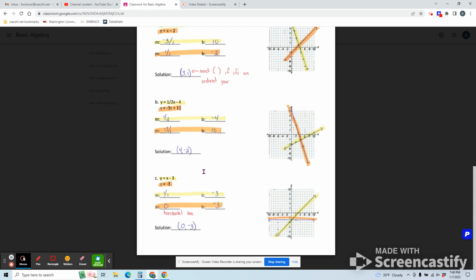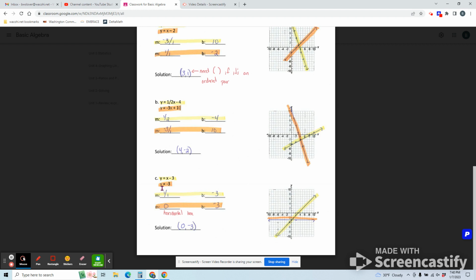And then letter C. I have y equals x minus 3 and y equals -3. So that bottom one, the y equals -3, is a little bit different. There is no x value. There's no x variable. It just says y equals -3. So that should be ringing a bell in your head that, oh, this is a special type of line. Well, in fact, it is.